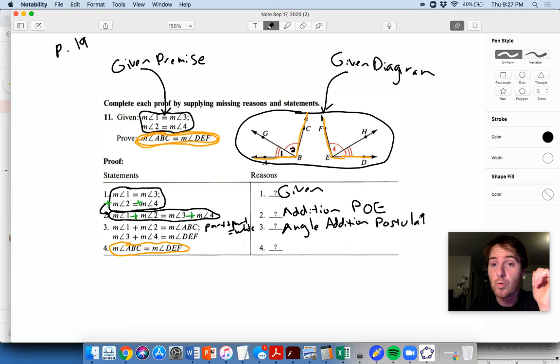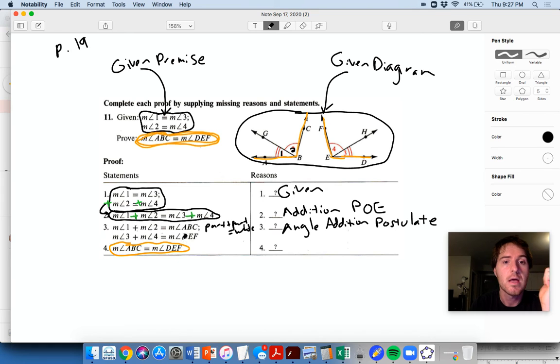Segment addition postulate works very similarly. That definitely comes up on this homework too. Okay, so measure of angle 3 plus measure of angle 4, same deal. That is part plus part equals whole, and that's also angle addition postulate. That's why they're lumped together with that semicolon there. Finally, we're going to get to the final step of the proof. We're going to be able to finish out proving this here.